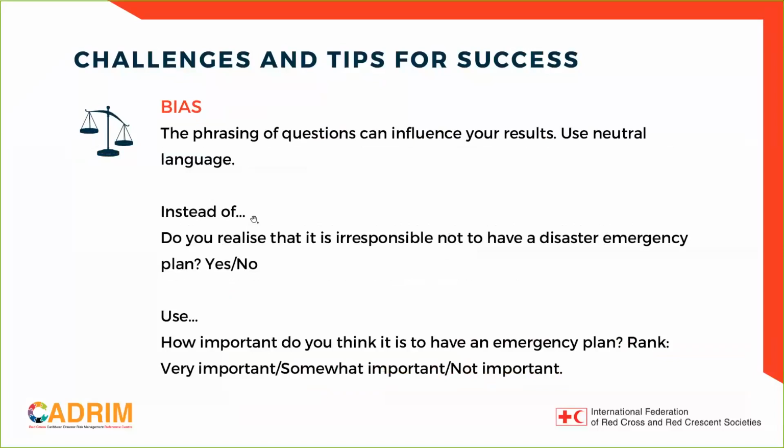The next is on bias, which Alicia already talked about in some way. We have an example here of how the phrasing of a question can influence the results. So instead of something like, do you realize that it is irresponsible not to have a disaster emergency plan, which obviously is quite a loaded question, we could say, how important do you think it is to have an emergency plan, and have them rank it, acknowledging that there is still some bias there.